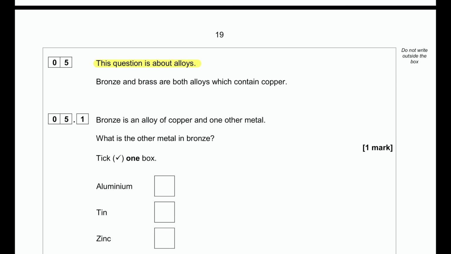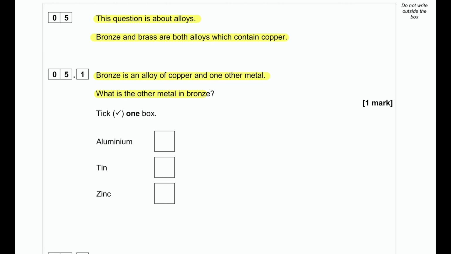This question is about alloys. Bronze and brass are both alloys which contain copper. Bronze is an alloy of copper and one other metal. What is the other metal in bronze? So bronze is made from copper and zinc. Guys, at this point, this particular information is a little bit memorized information. Just remember the bronze is copper plus zinc.